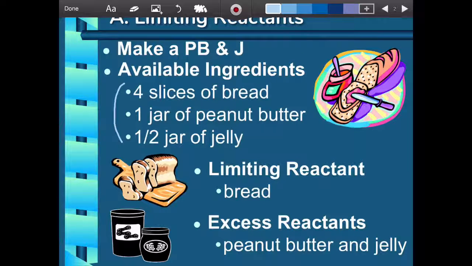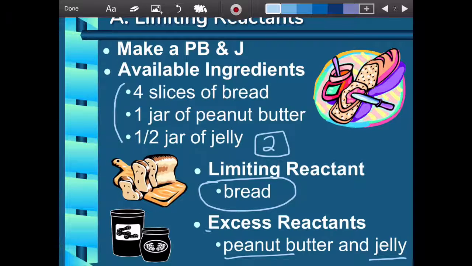Now, if we were to say that we're going to make as many peanut butter and jelly sandwiches as possible, we can make 2 sandwiches total, because after 2 sandwiches, we run out of bread, meaning our bread is the limiting reactant. It's the thing that stops us from making any more product. That means our other reactants, in this case peanut butter and jelly, are in excess, meaning we have leftovers of those.